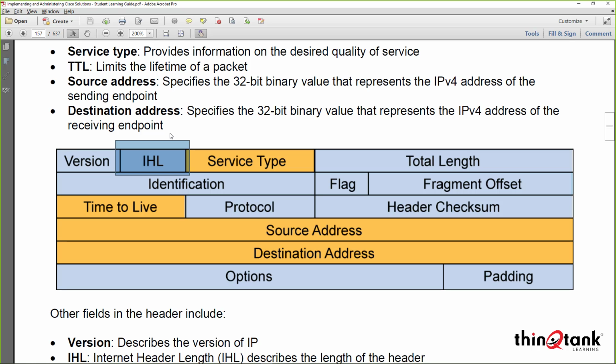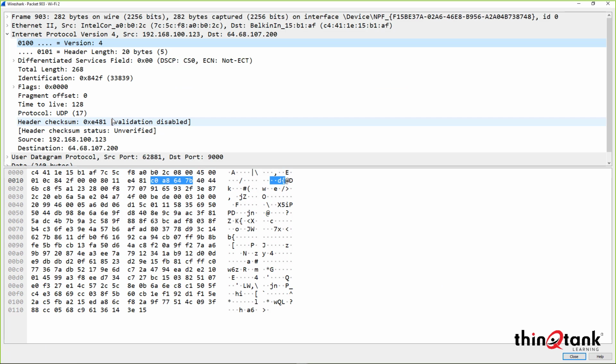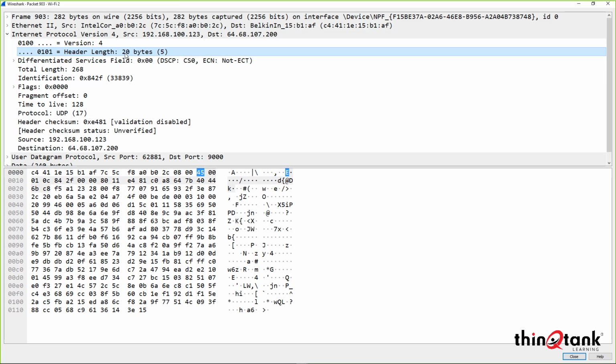It just depends. IPv6 doesn't have a variable length header. IPv6 headers are fixed in length. They're 40 bytes, so there is no header length field in an IPv6 header. But sure enough, if I go to the Wireshark capture, I can see here that the header length is identified as 20 bytes. The actual decimal value is 5, but there's a calculation that says if this is 5, then that means it's a 20-byte header.